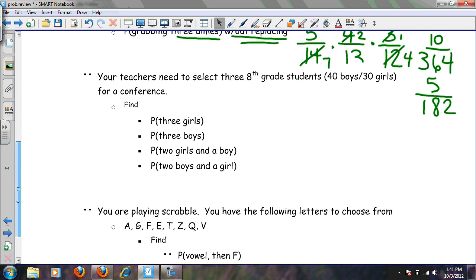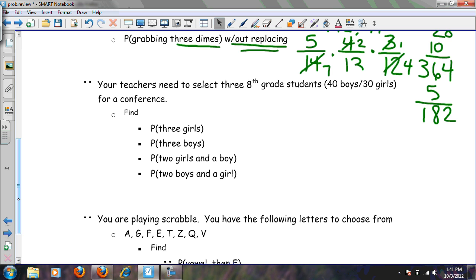We need to select 3 8th grade students. There are 40 boys and 30 girls for a conference. Find the probability of 3 girls being chosen in a row. All 3 that we're going to select are going to be girls. Well, there's 30 girls out of 70 students. Times, am I going to be replacing or not replacing? Once a student is chosen, they've been chosen. So these are going to be dependent events.